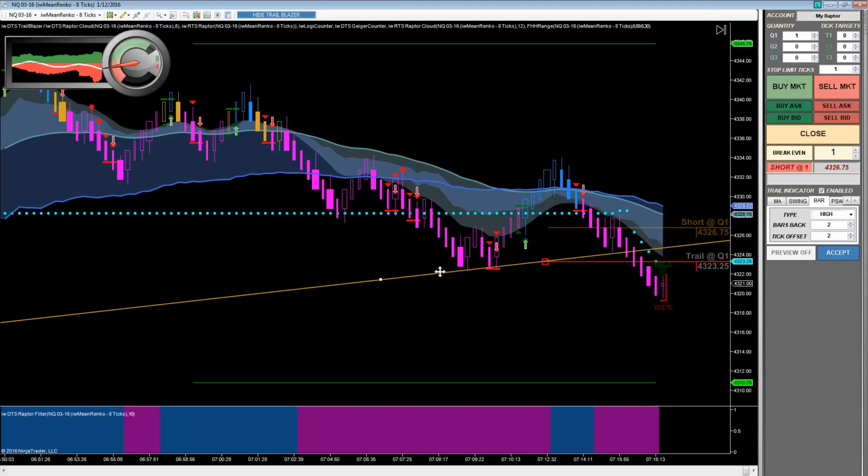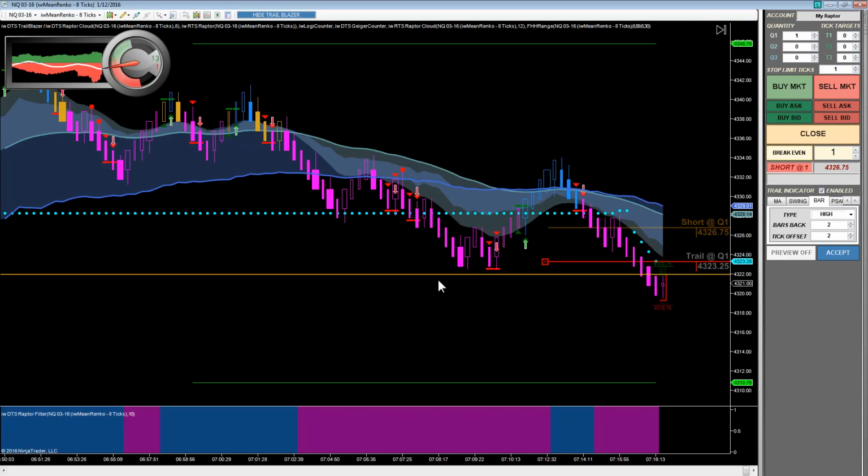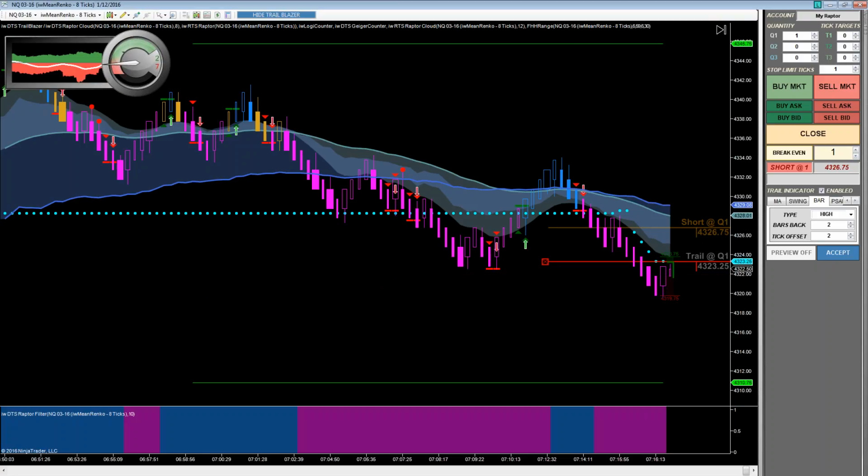Just broke the support level right here, and reaction is anticipated. Come on. Nope. There we go. They're going to try to react a little bit too much, but that's all right. It's still a profitable trade. I'll take it.